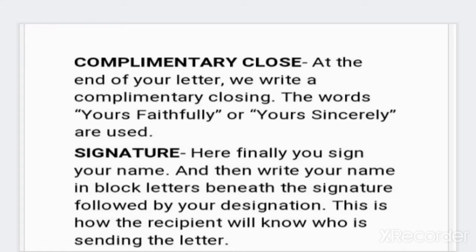Then the close at the end of your letter. We write a complimentary closing. The words yours faithfully, yours sincerely are used, or you can write thanking you, and then the name and the signature with designation. Children, here you sign your name and then write your name in block letters beneath the signature followed by your designation. This is how the recipient will know who is sending the letter. Okay, understood? So children, this was all about why we write complaint letters.